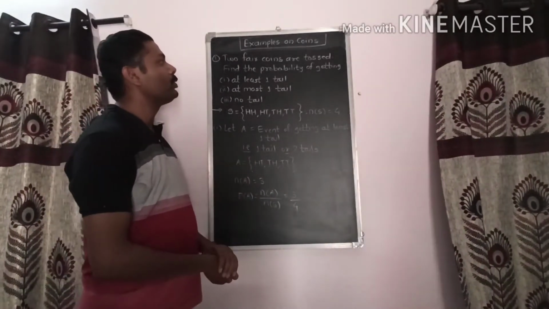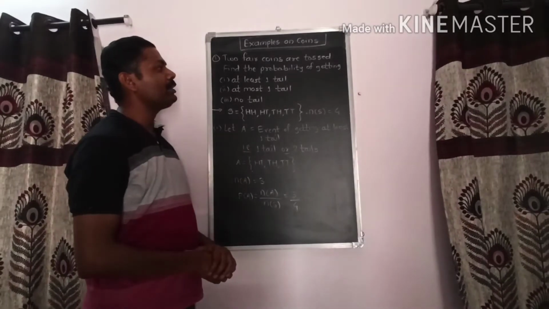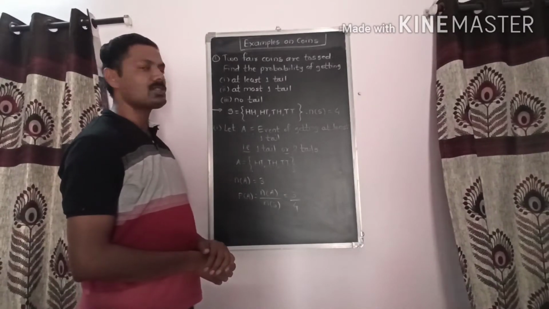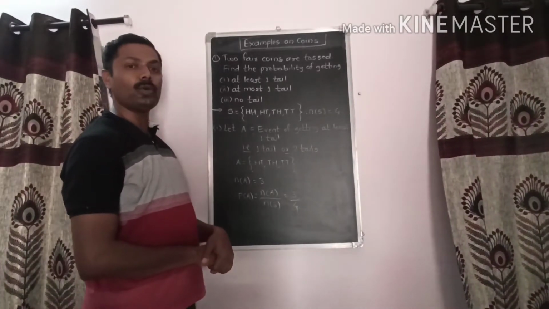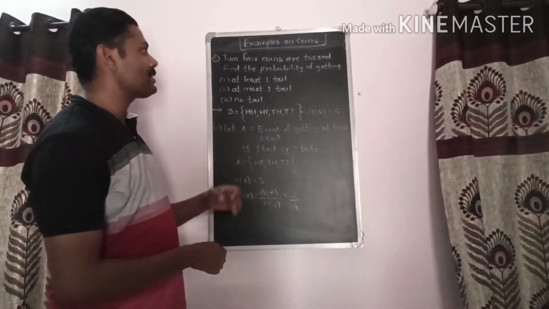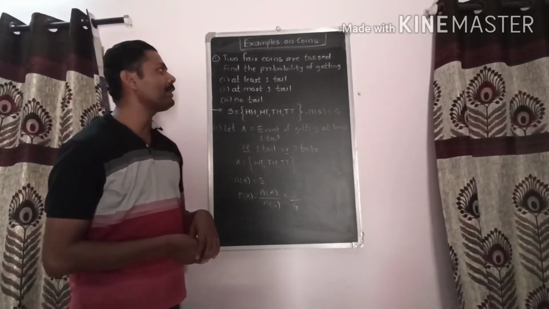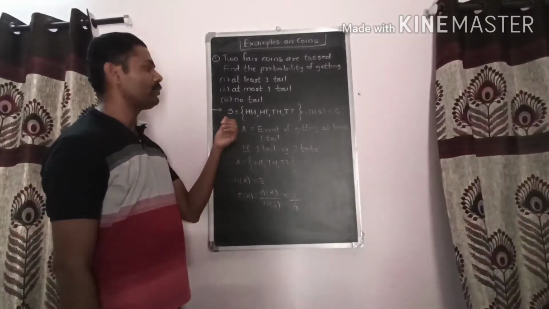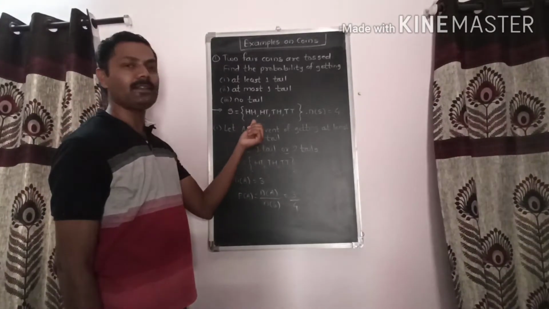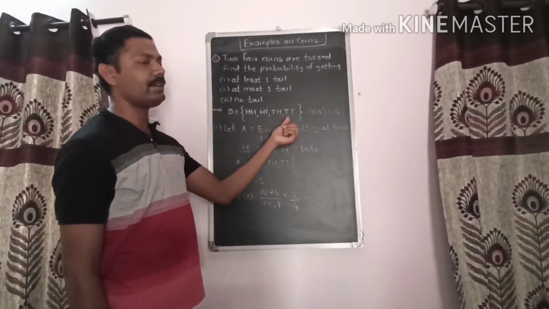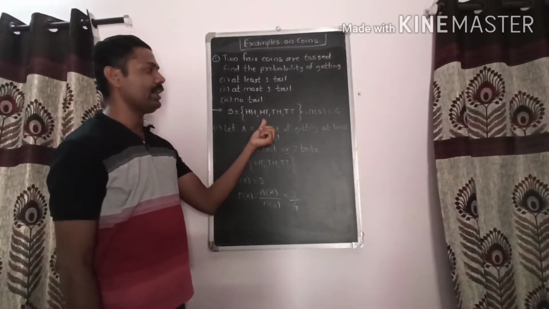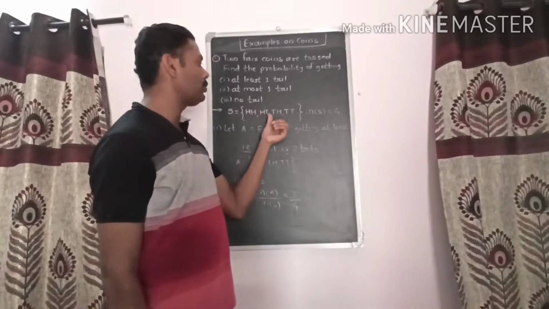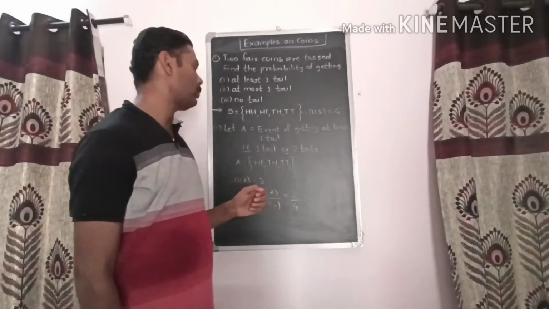First example, two fair coins are tossed. Find the probability of getting at least one tail, at most one tail, or no tail. In this example, the random experiment is tossing of two fair coins. So we have S is equal to HH, HT, TH, TT. Therefore n of S is 4.